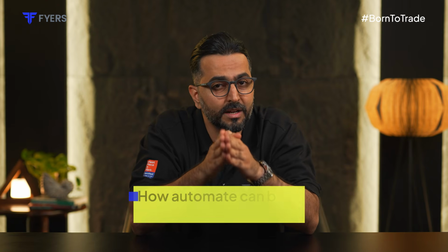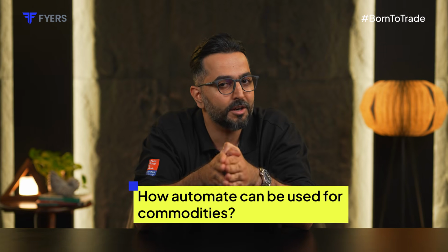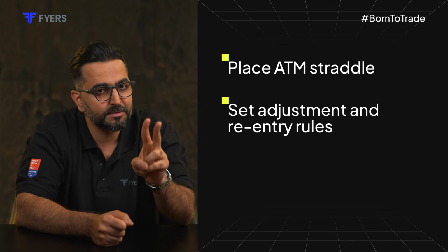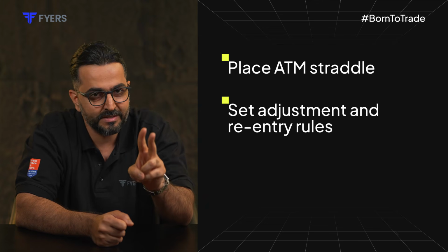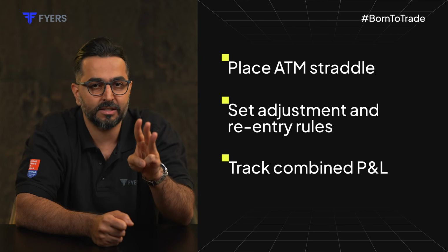Today I'm going to show you another example of how Automate can be used, but this time for commodities. We'll create the workflow in 3 parts. First, place the ATM straddle. Second, set readjustment rules for automatic re-entries. And third, track combined P&L with target and max loss.